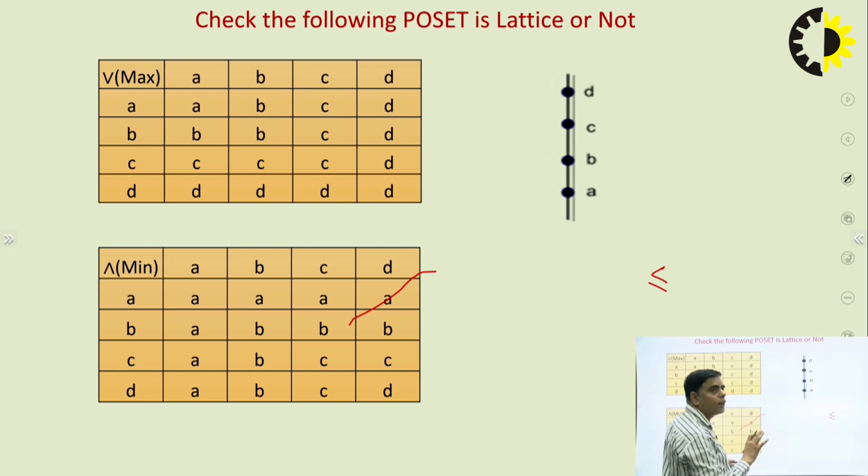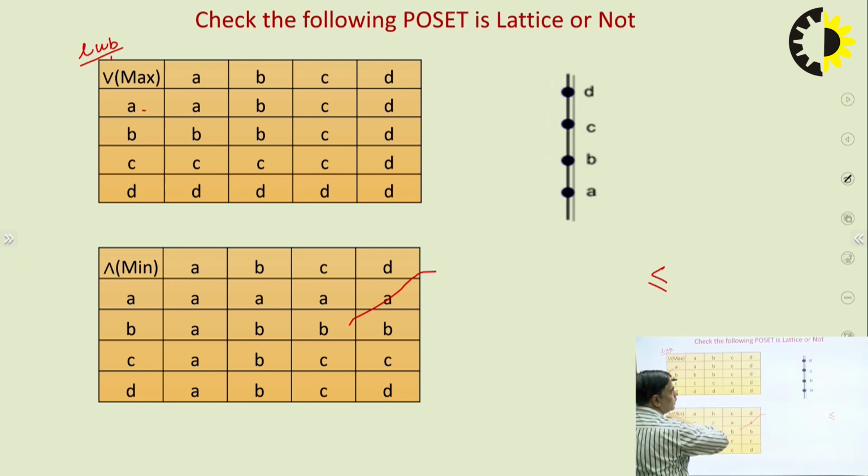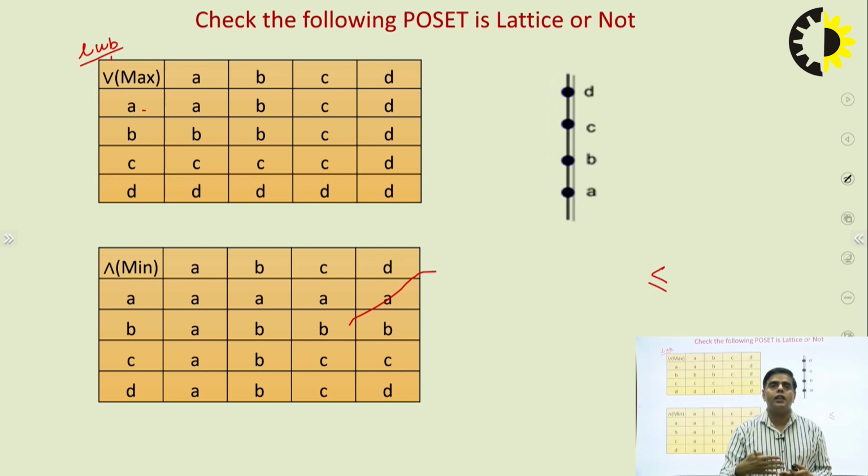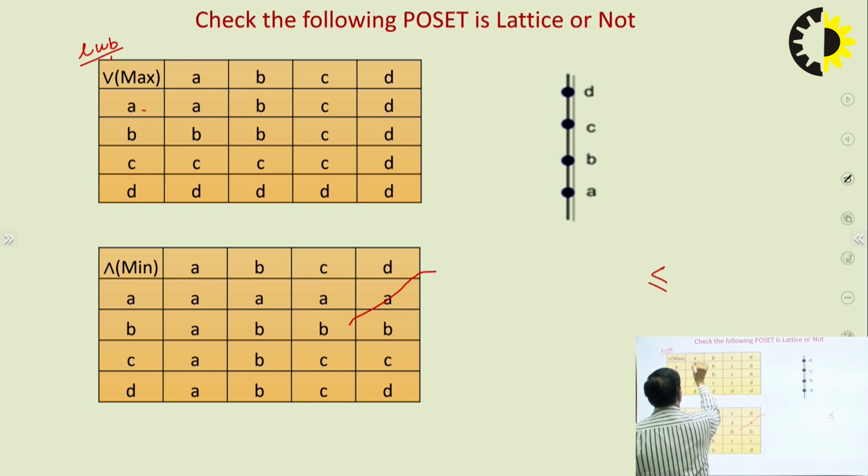Where you can find out each and every pair. Suppose we have to find out the LUV. LUV means least upper bound. Suppose we are comparing two elements A and A. Then if we are comparing A comma A, the same element will be the least element and the same element will be the upper element. So for A or A, it is the same, so the LUV will be A.